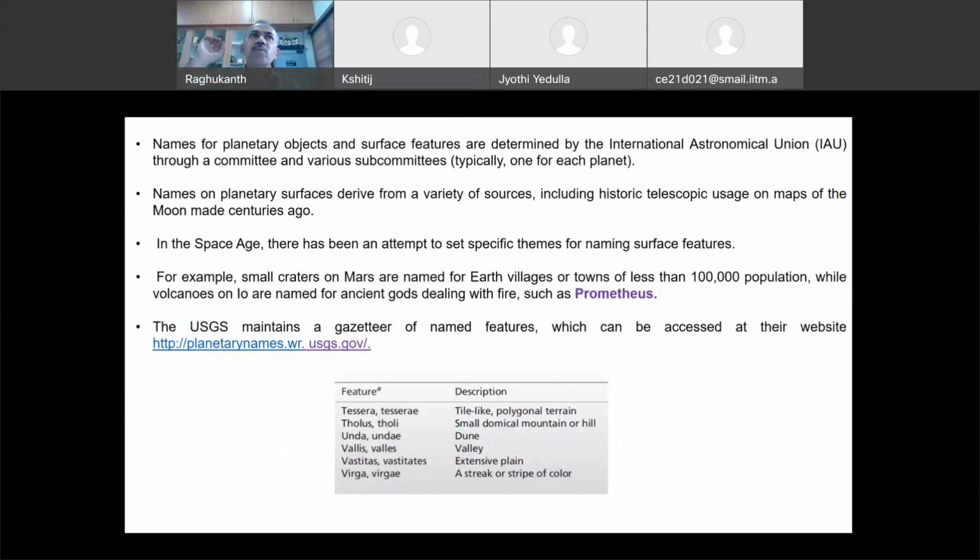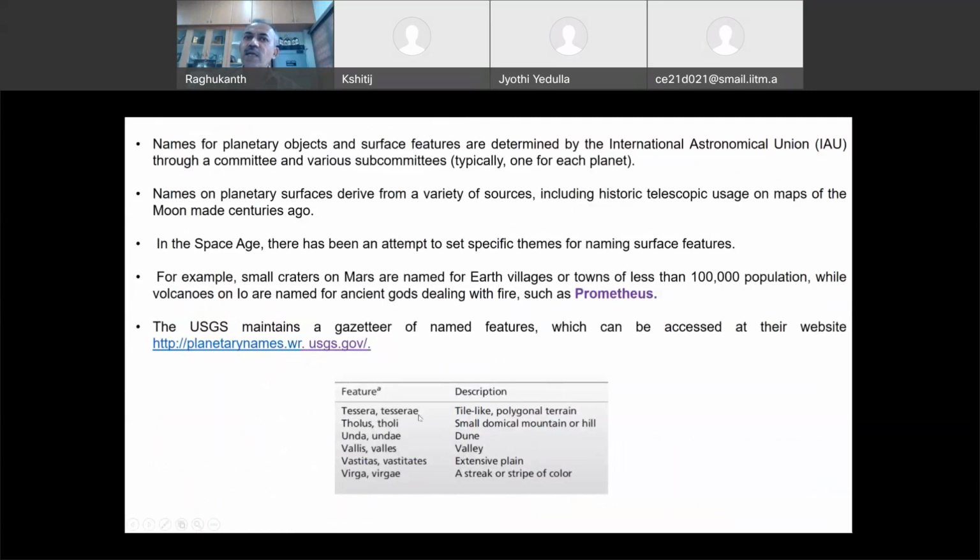Now, the names for planetary objects and surface features. Once you have gone to some planets, you take all the images, process them, and make maps of the surface features. We give some types of names, and other things also happen. How do they determine the age? A lot of things are there. You can see there is the USGS gazetteer. These are the names.